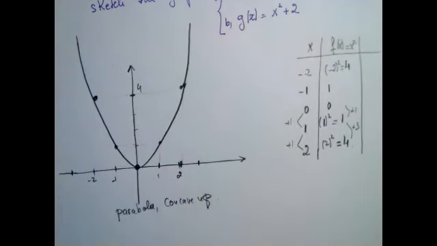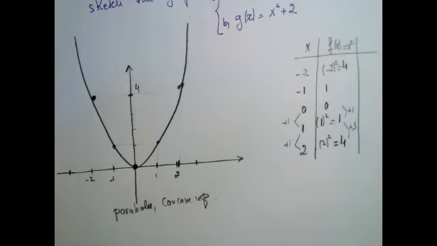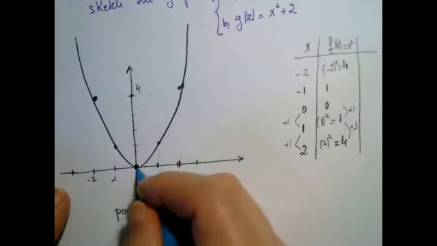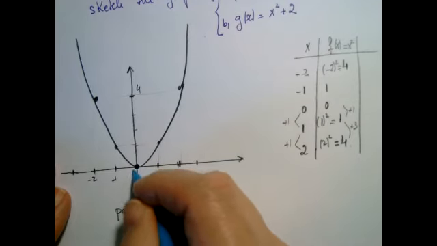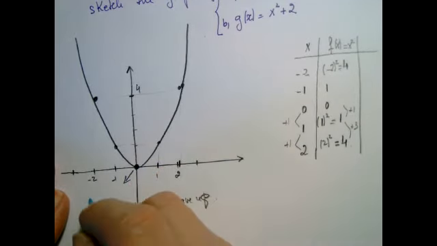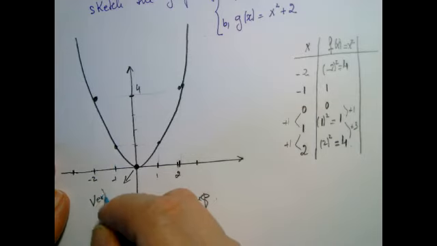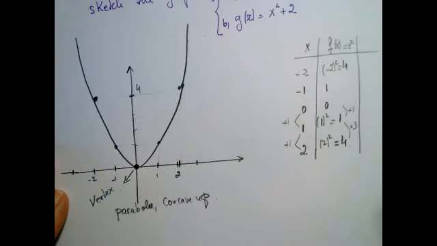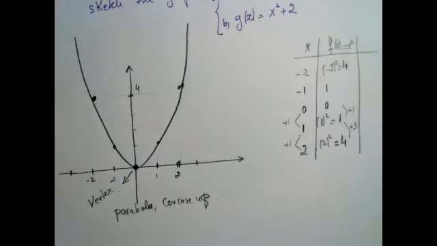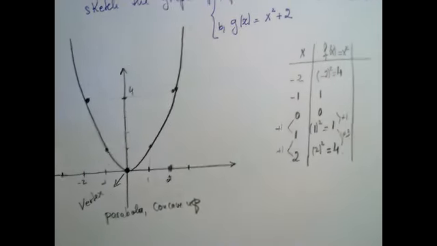Okay, so absolutely have to be memorized, the graph of f(x) equals x squared. That's a parabola, it's concave up. And this point here, where it bottoms out, is called the vertex of the parabola. So that's f(x) equals x squared, important.